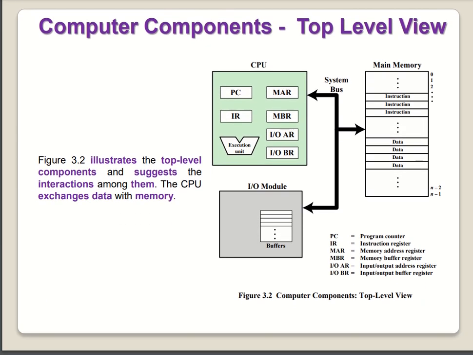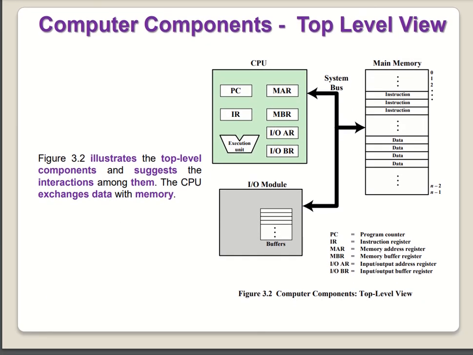Let's look into the computer components, a top level view of the computer components. In chapter 1, we saw that hierarchical system. The main components of the computer system are the CPU, I/O, main memory, and the interconnections between them, the system bus. Here you can see the three components, CPU, main memory and the I/O. In between you can see the interconnections between the components, the system bus, a bidirectional bus.